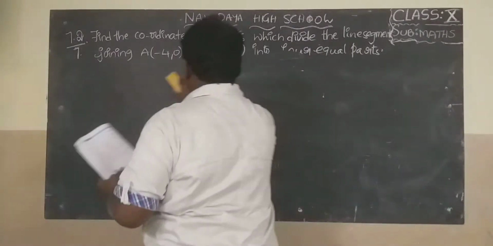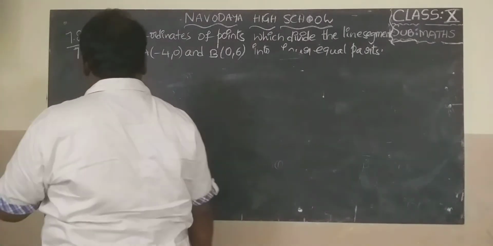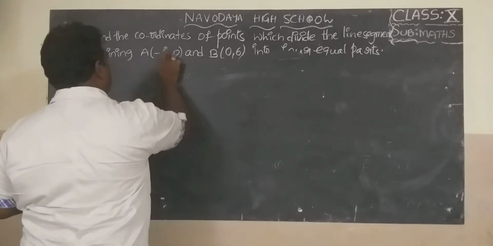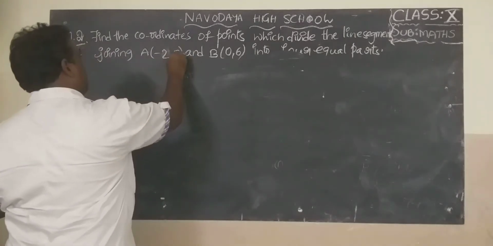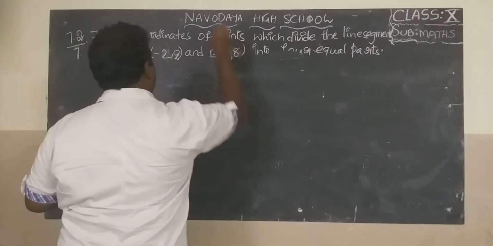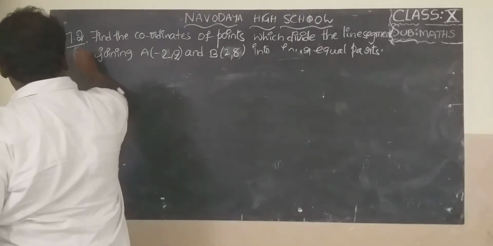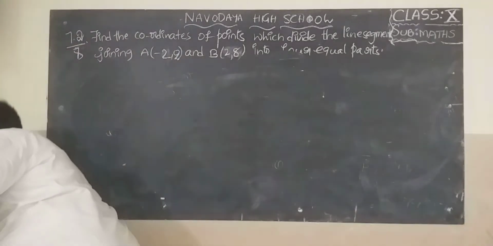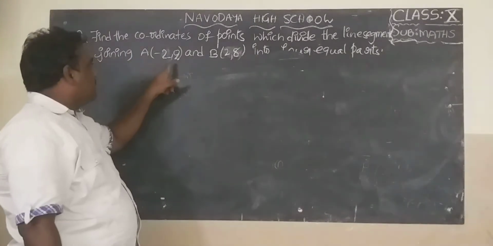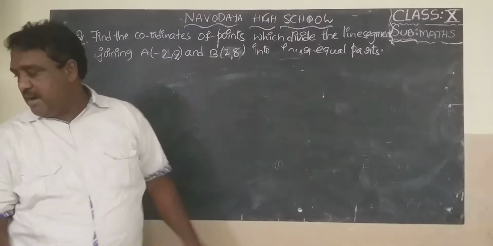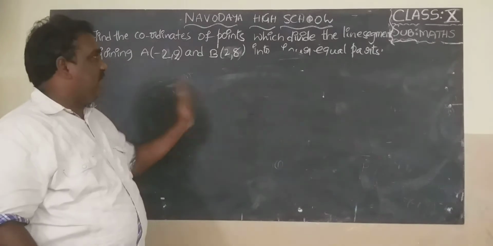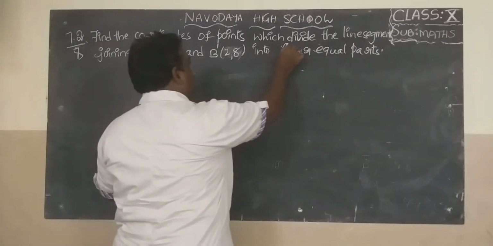See the 8th sum? Same model. First point is minus 2 comma 2. Second one is 2 comma 8. Find the coordinates of the points P, Q, R which divide the line segment joining A (minus 2, 2) and B (2, 8) into 4 equal parts.